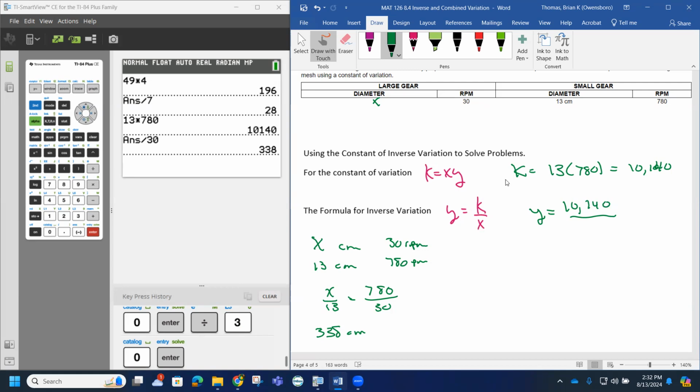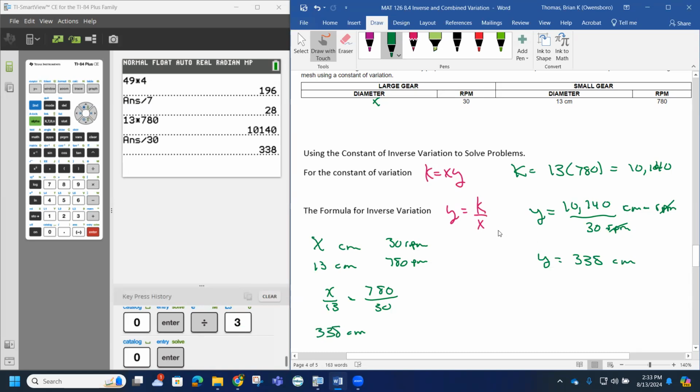RPMs of our pulley. So this would represent the diameter of the large pulley, and this would represent the RPMs of the pulley. And what is this? Centimeters and RPMs. And this is going to be 30 RPMs. And notice that the RPMs actually divide out to leave us our centimeters. So that does give us our math of 338 centimeters. So it does kind of work out there as well. So you can leave the units in there, and it should leave you with centimeters as your answer.